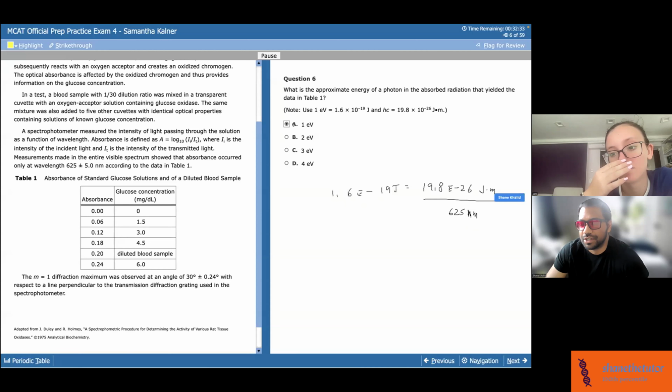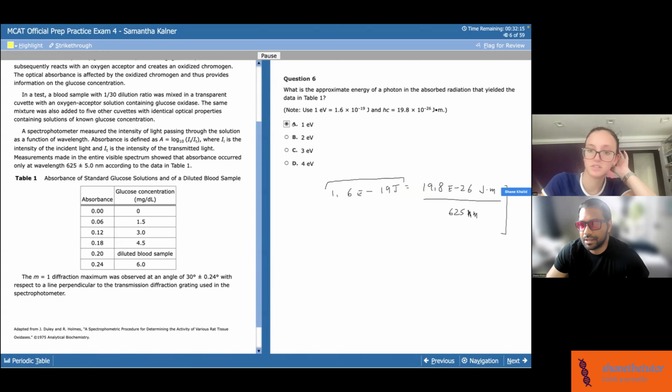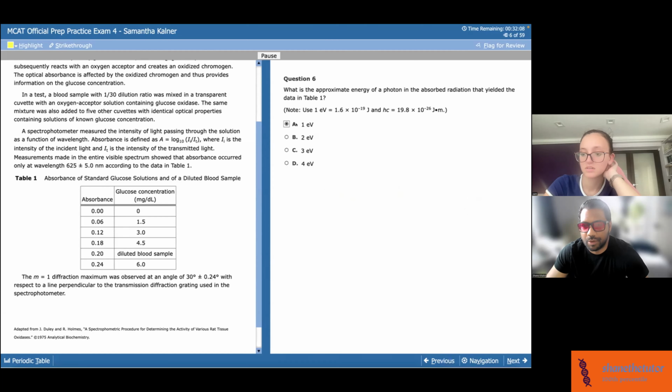Nanometers down here and meters up here. So you can solve it out, but what I was trying to do is move the decimal point in joules and meters. This is what 1 electron volt is, and the energy of a photon. Let's talk about how to set up these types of problems.